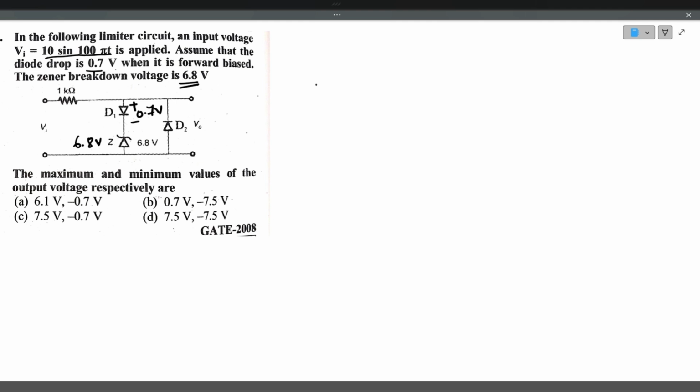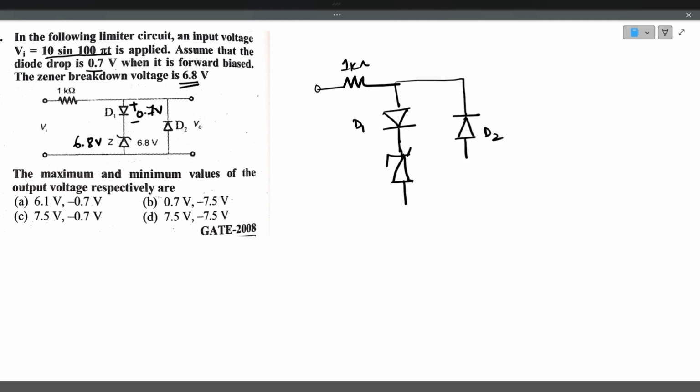It's very fine. So we have to take two cases, during the positive half cycle and during the negative half cycle. This is diode D1 and this is Zener diode, sorry, Zener diode, and there is another diode D2. This is D1, this is D2. So during the positive half cycle, the input peak voltage is 10 volts.